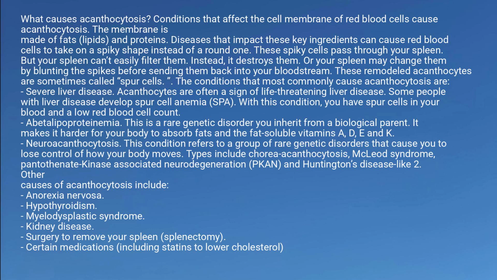What causes acanthocytosis? Conditions that affect the cell membrane of red blood cells cause acanthocytosis. The membrane is made of fats, lipids, and proteins. Diseases that impact these key ingredients can cause red blood cells to take on a spiky shape instead of a round one. These spiky cells pass through your spleen, but your spleen can't easily filter them. Instead, it destroys them, or your spleen may change them by blunting the spikes before sending them back into your bloodstream. These remodeled acanthocytes are sometimes called spur cells.